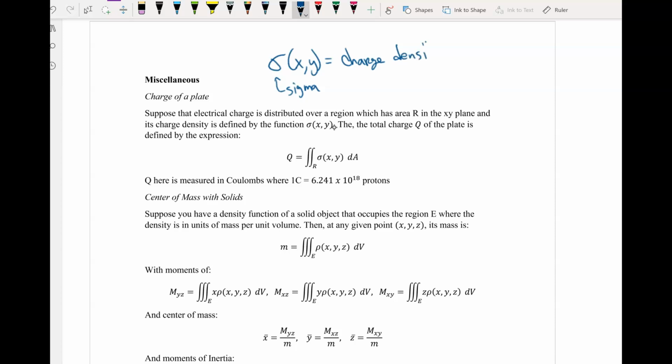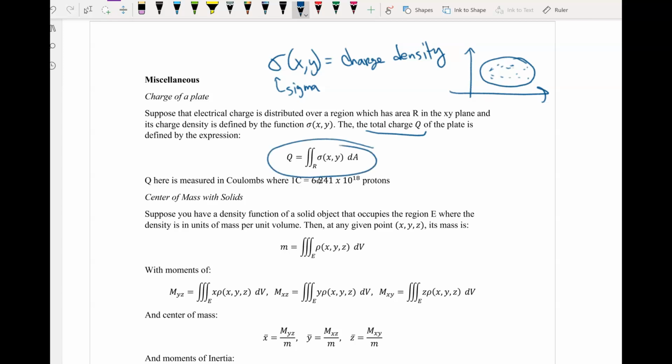So it's kind of the same thing as the mass density, but now we're calling this charge. So this will now represent a charge. So maybe there's electricity throughout an entire plate. So let's say you have this rectangular plate and there's electricity going on in here. So if you want to find the total charge Q of this plate, well, it's basically going to be exactly the same. So you kind of have a couple of things.